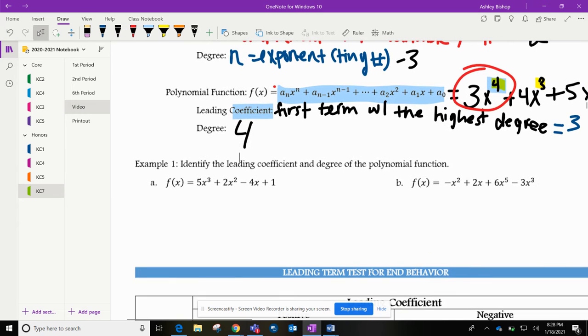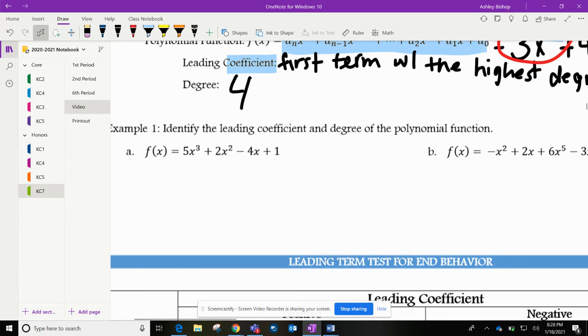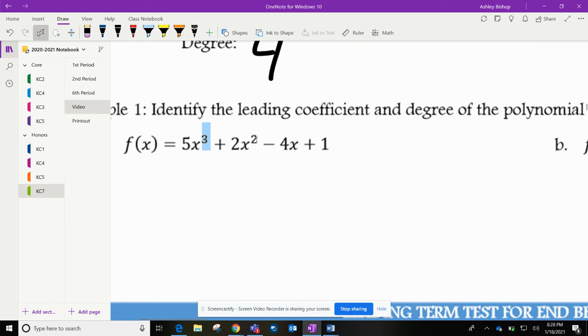And we're going to do 2 examples with that right now. And so it says identify the leading coefficient and degree of the polynomial function. And the very first thing we need to do is make sure it's in the correct order. And the correct order means that the terms are in order from biggest to smallest exponent. So the exponents, again, are the tiny numbers, and we want to make sure that the largest exponent value is in the front, and then it goes in order from biggest to smallest.